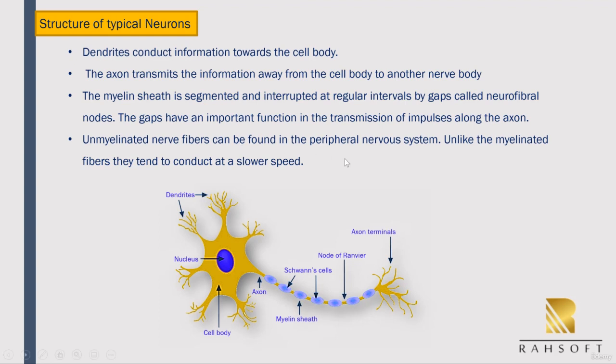Unmyelinated nerve fibers can be found in the peripheral nervous system, but unlike the myelinated fibers, they tend to conduct at a slower speed. As I mentioned, without the myelin sheath, the response time is a lot slower than with the myelin sheath, because it allows for a faster signal to travel to and from the neuron.